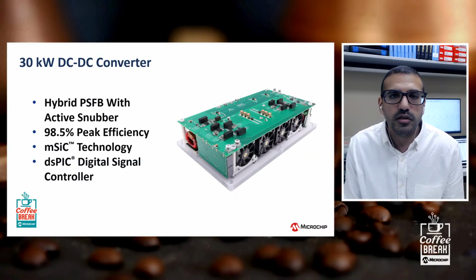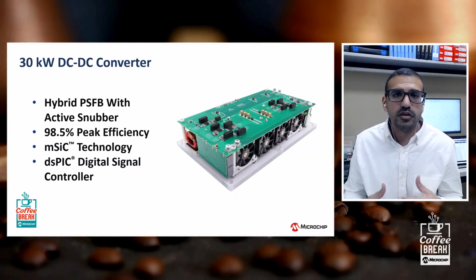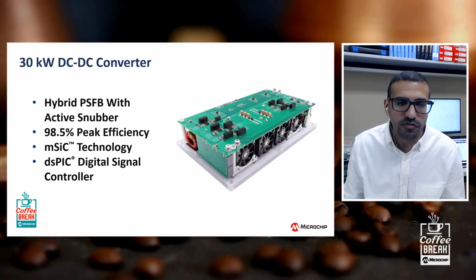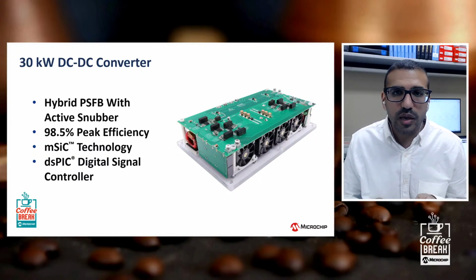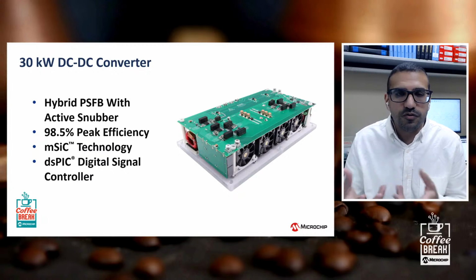So let's move on to the DC-DC converter stage. Can you give us an overview of this stage? Yeah. So this is a 30 kilowatt isolated DC-DC converter using our mSiC devices. It has an efficiency of 98.5%. Now we're able to achieve that for a few different reasons.